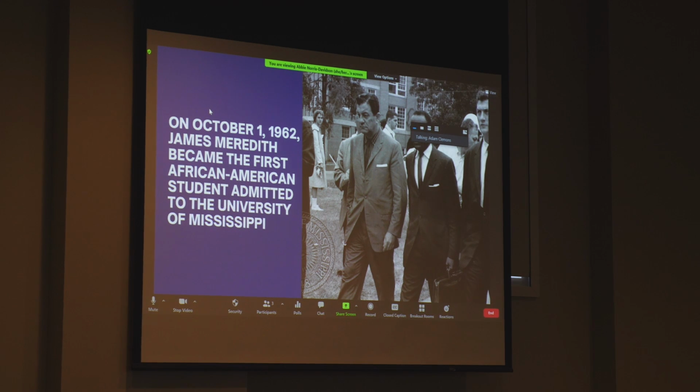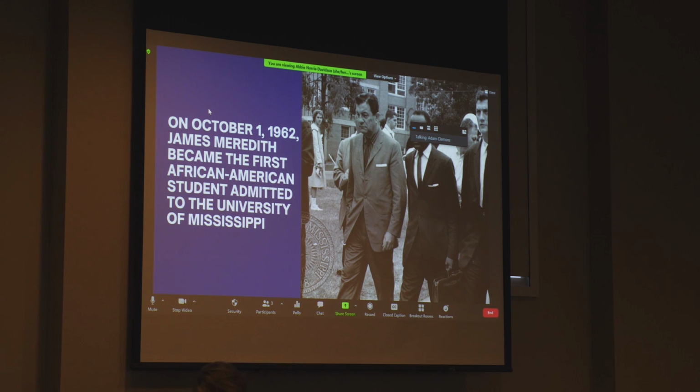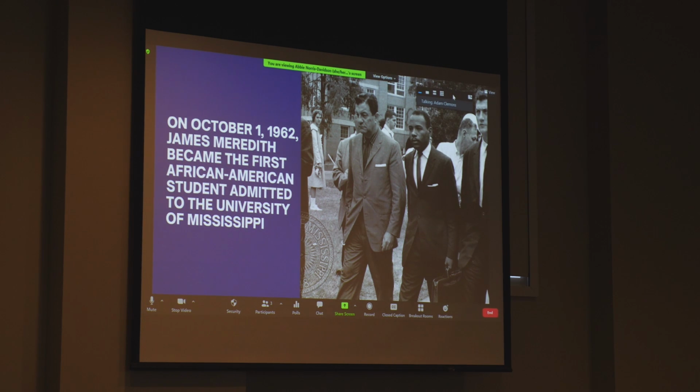Meredith was receiving letters during this process, because it captured the attention of the nation, and to some extent the world, as evidenced by some of the letters that he received. But as many of you probably know, he applied twice in 1961 to the University of Mississippi and was denied twice in 1961. And this is all in spite of Brown versus Board of Education in 1954. Up to even 1962, the University of Mississippi was still only admitting white students.